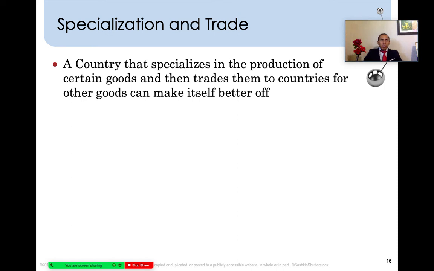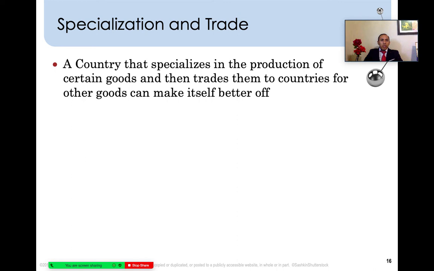We can use a PPF model to indicate how a country can benefit from specialization and also from trading with another country or by an individual itself. An individual person can produce on their own or specialize in a skill set and then trade that skill set in the market with someone else. Specialization and trade is a key component within the PPF model, economic framework, and implication.